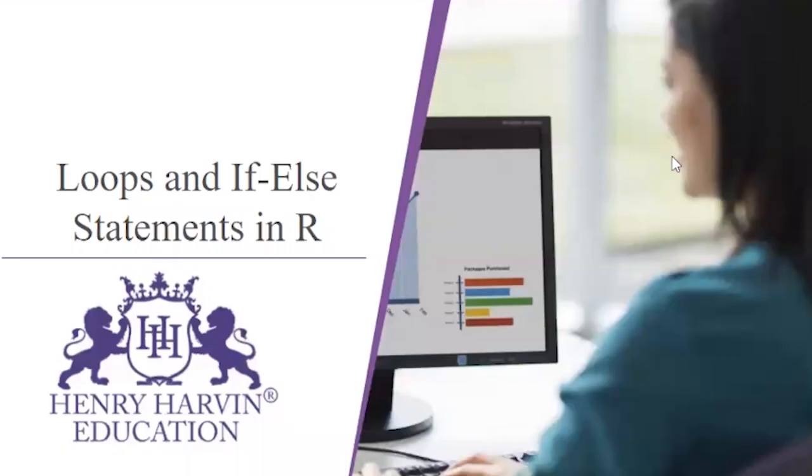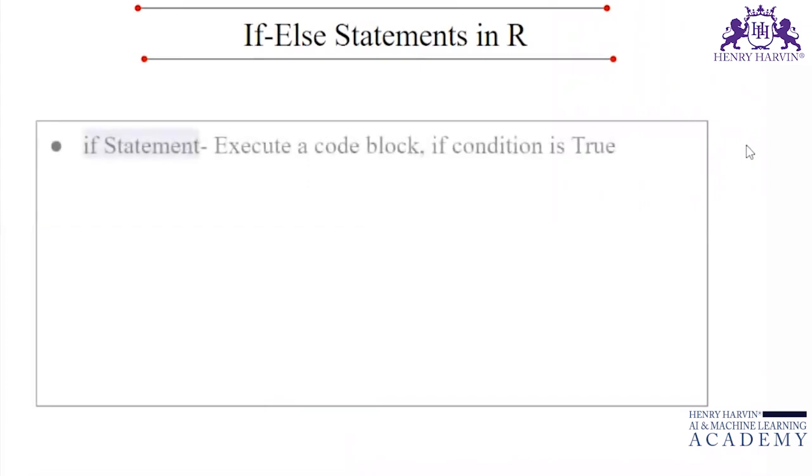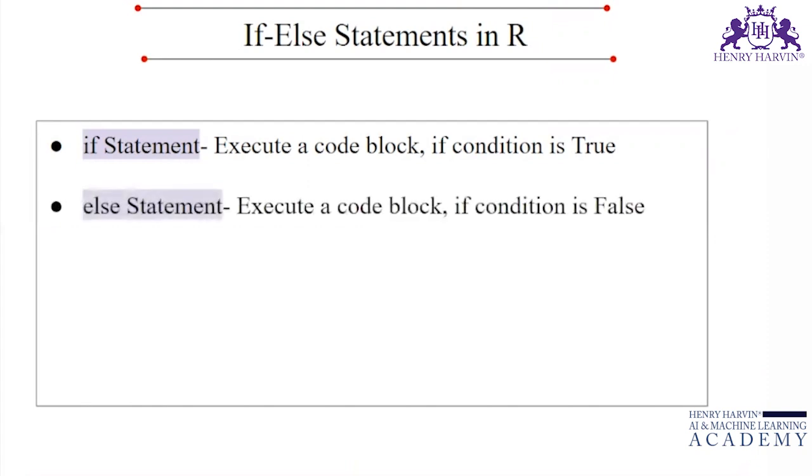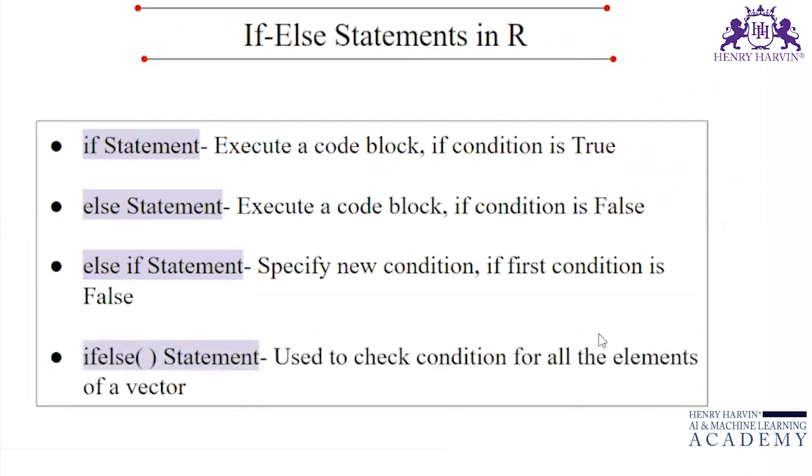Now let's understand loops and if-else statements in R. There are different types of if-else statements that we can use in R. First is the if statement, in which there will be a code block that will get executed if the condition is true. The second is the else statement. It gets executed when the condition is false. The third is the else if statement, which specifies a new condition if the first condition is not met. The fourth one is the ifelse statement, used to check the conditions for all the elements present in a vector.